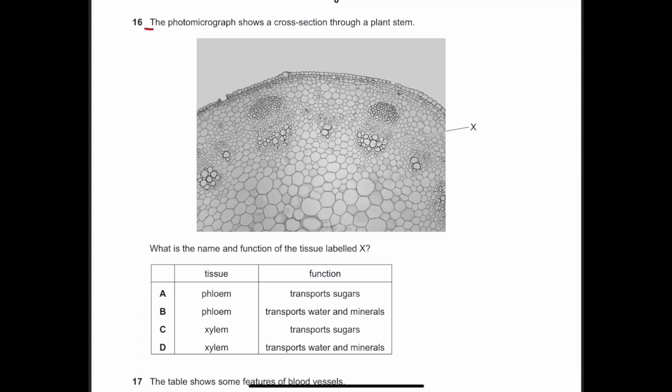Number 16. The photomicrograph shows a cross-section through a plant stem. What is the name and function of the tissue labeled X?